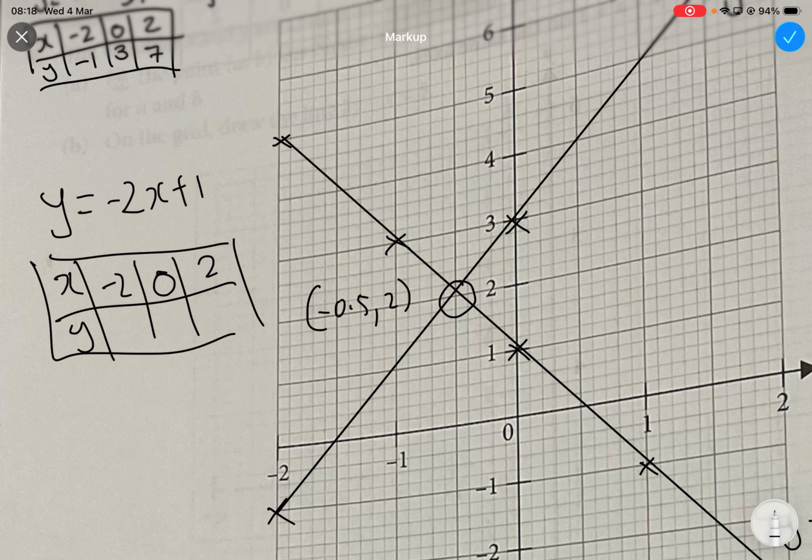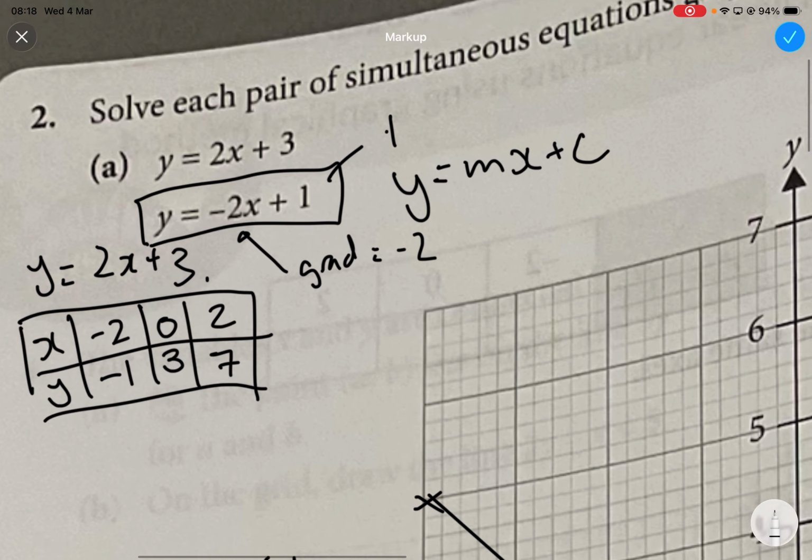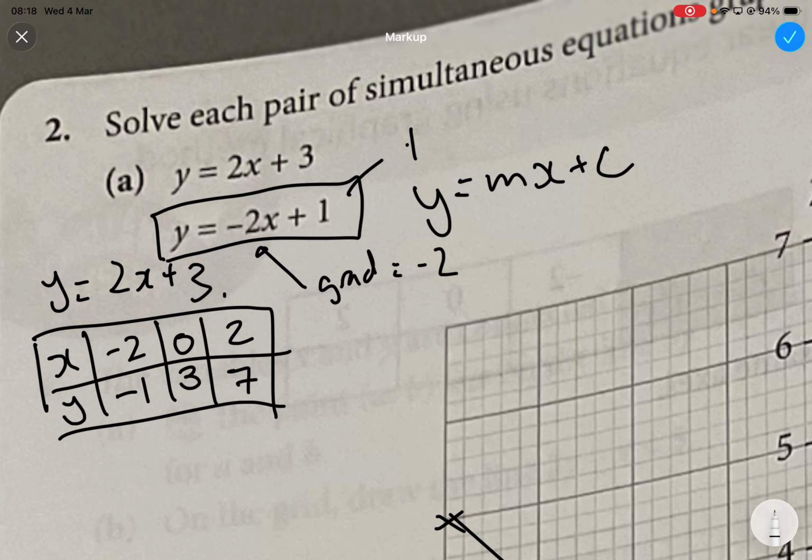Gradient part. Okay. Gradient itself, that's why I mentioned it a few times. Gradient is the measurement of how steep a slope is. So when we have y equals mx plus c, if we look at the number in front of the x, 2 is the gradient for the first line. Positive 2 means the gradient is like that, sloping upwards. Okay? Then the y-intercept is 3.